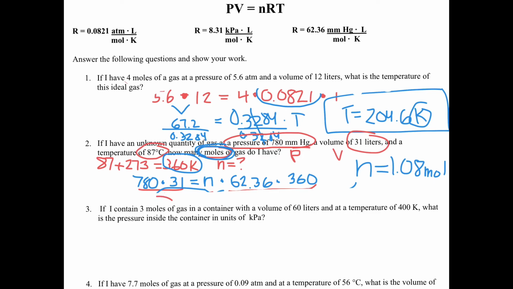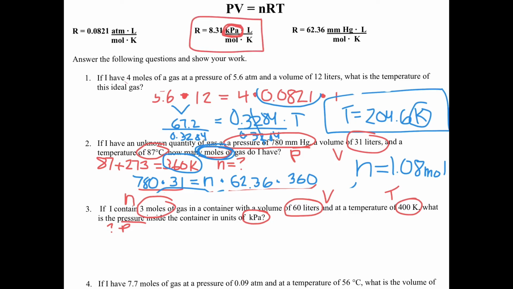If I contain 3 moles of a gas, so moles is my N value, in a container with a volume of 60 liters, so that's my V volume. The temperature is 400 Kelvin, that's my T. What is the pressure inside? So I'm looking for my pressure. We want to know the pressure in kPa, kilopascals. Ooh, that's a hint. If we need the pressure in kPa, we're going to have to use the constant that uses kPa, which is going to be 8.31. But now that we have that, we should be good to go.